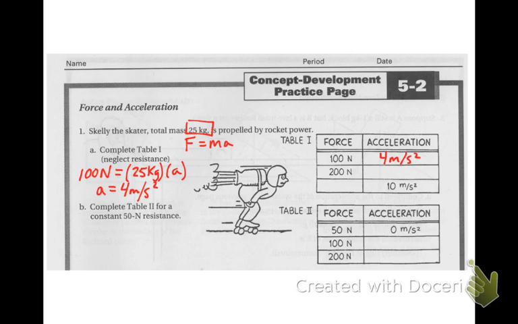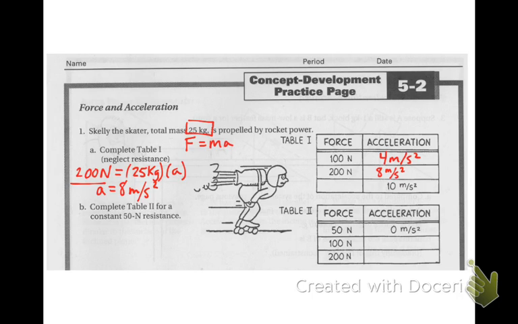If we solve for the second part, we should have our acceleration now equal to 8 meters per second squared, because all we did was change our force to 200 newtons. Our mass remained the same, so our acceleration, if we solve for it, would be 8 meters per second squared.